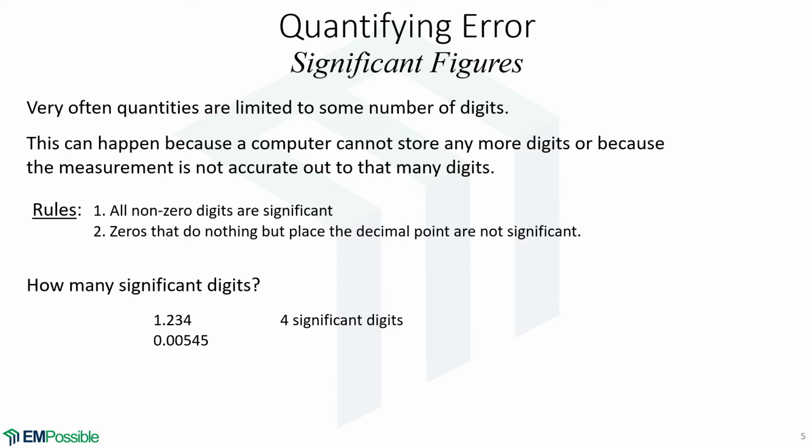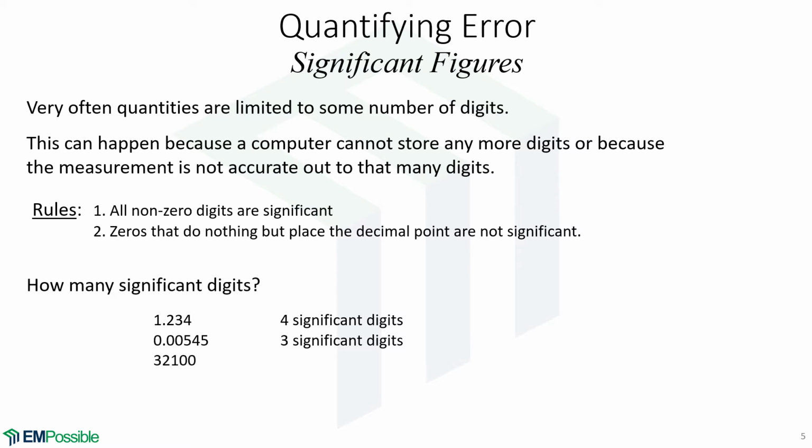However, if we look at the application of those zeros, what we see is these zeros really aren't doing anything other than placing where this 545 is relative to the decimal. So in fact, we don't count those as significant digits here. So this has 3 significant digits.